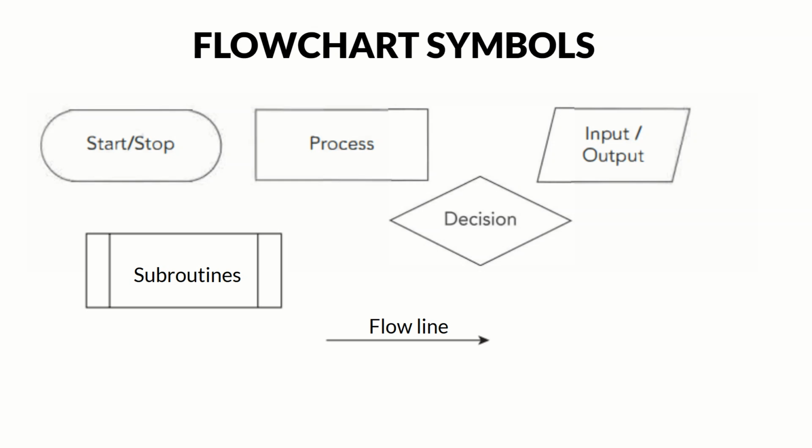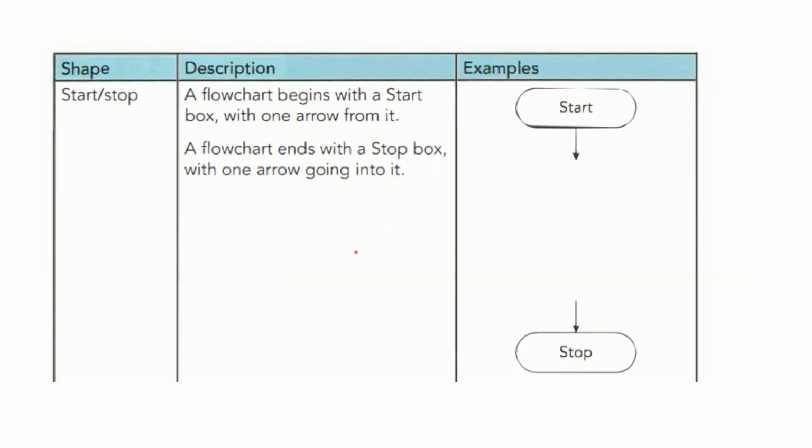We have the parallelogram, which is for input and output. We have the decision, which is the diamond. You have the subroutine, and also have what? The flow line. The flow line shows what? The direction of the flow. Okay, let's move on. All right, so look at the start and the stop.